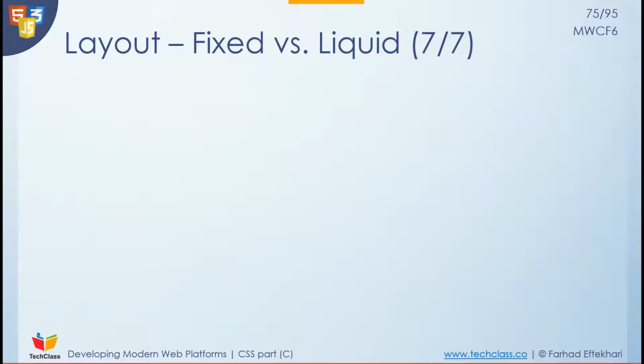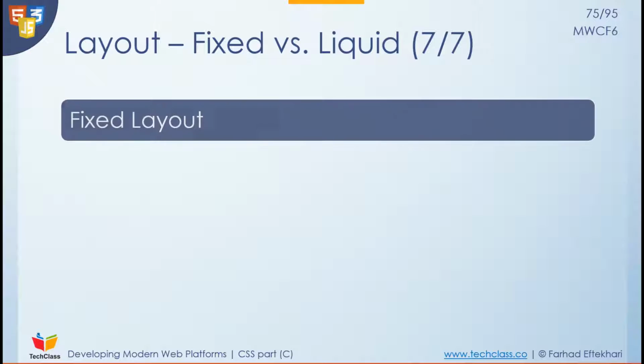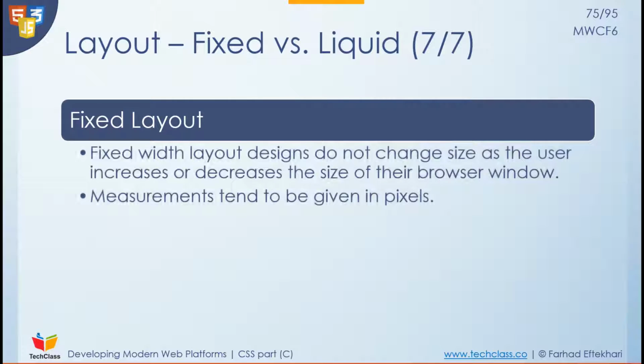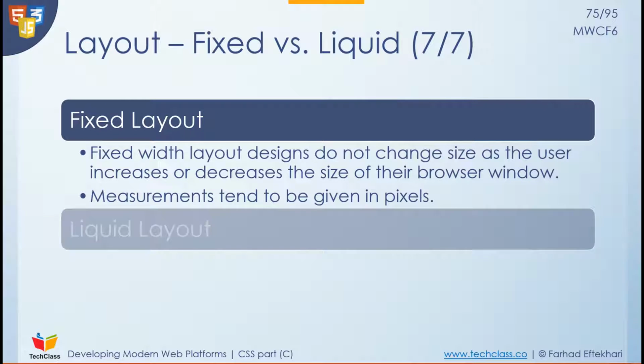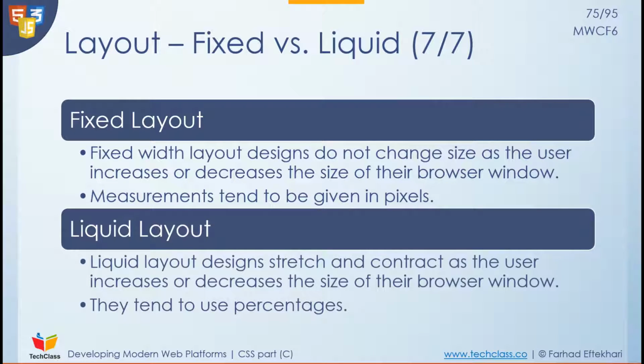Now let's discuss fixed and liquid. We have fixed layout. Fixed width layout designs do not change size as the user increases or decreases the size of their browser window. Measurements tend to be given in pixels. And also we have liquid layout. Liquid layout designs stretch and contract as the user increases and decreases the size of the browser window. They tend to use percentages.